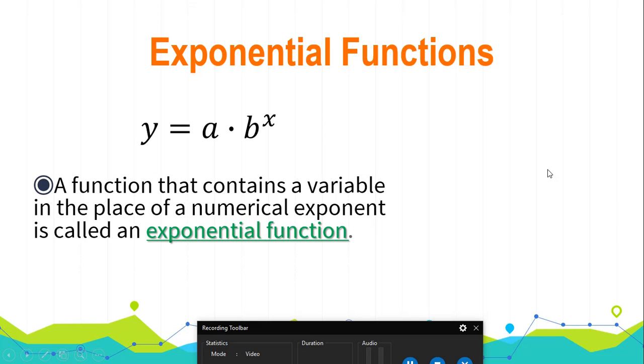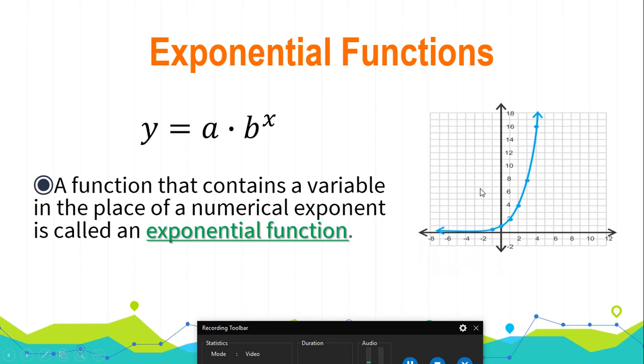If you're going to work with an exponential function, you're going to see a general format like we have here, y equals a times b to the x power. If you have an exponential function, you're going to have a variable in the place of a numerical exponent. So we have x as our exponent instead of 2 or 3 or 10. When an exponential function is graphed, it has a very basic shape that's easy to recognize. This is the basic shape for an exponential function that is growing.